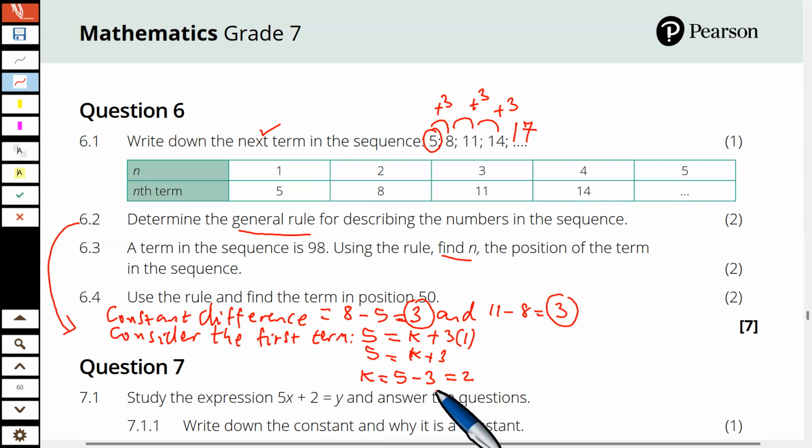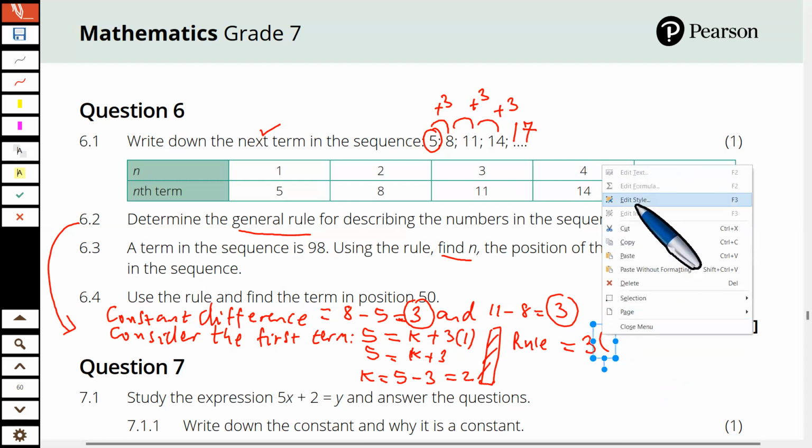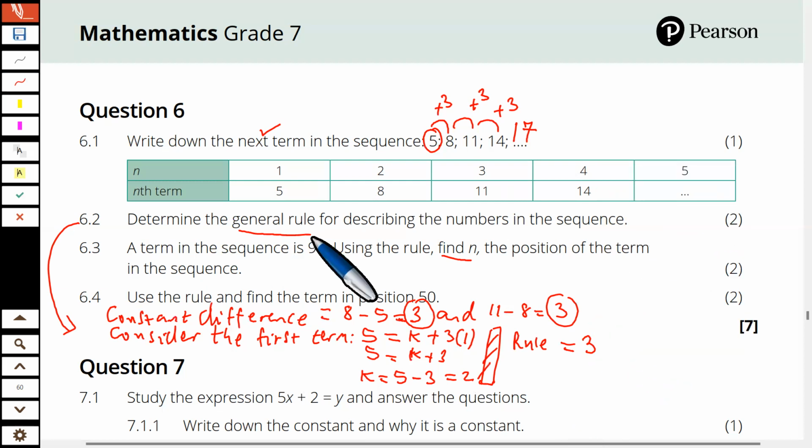So therefore the rule is, right, so the rule, what is the rule now? The rule becomes the same as, because we are adding 3 all the way, it becomes 3 into n. Okay, so this is how we find the rule. To find the rule, we consider the following. We add 3 all the way.